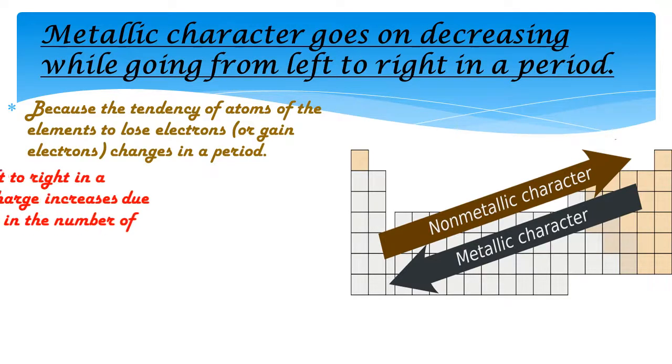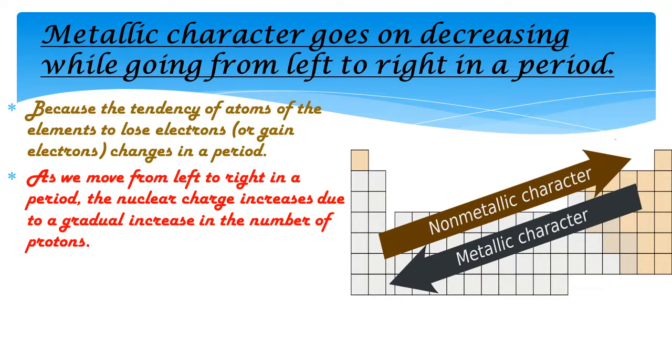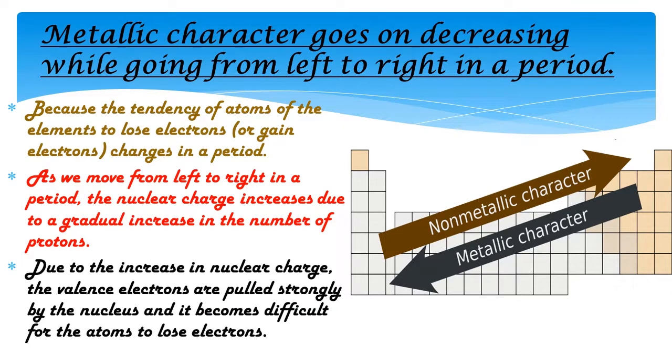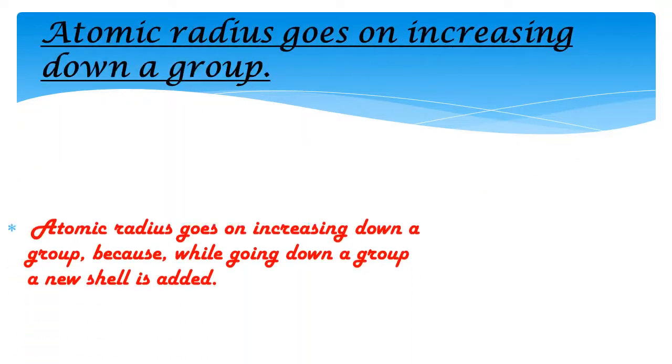Okay, so as we move from left to right in a period, the nuclear charge increases due to the gradual increase in the number of protons, and due to the increase in nuclear charge, the valence electrons are pulled strongly by the nucleus, and it becomes difficult for the atom to lose electrons, and that is why metallic character goes on decreasing while going from left to right in a period.